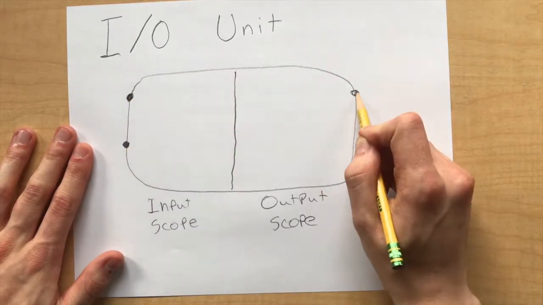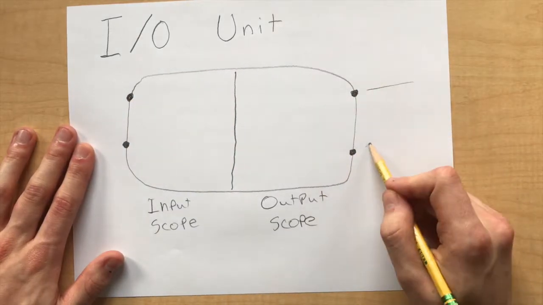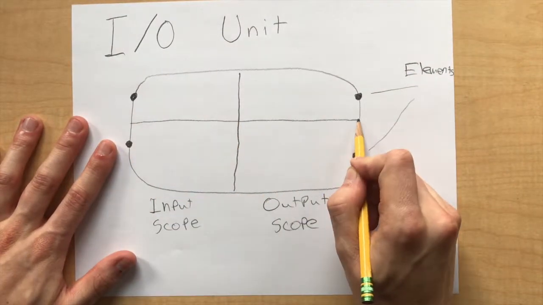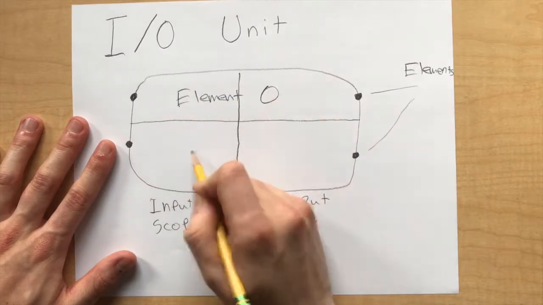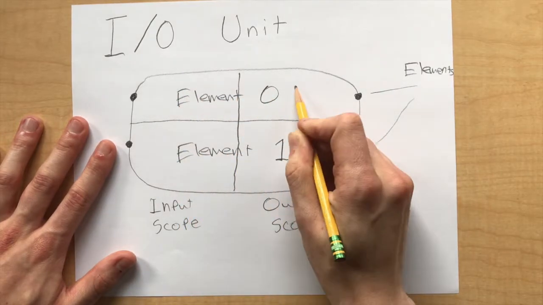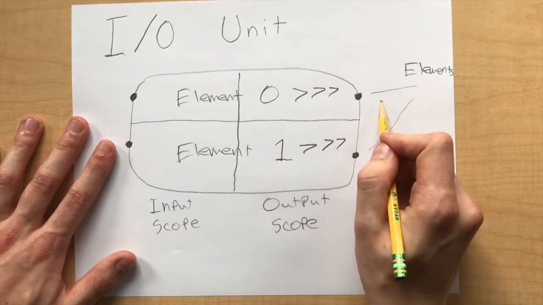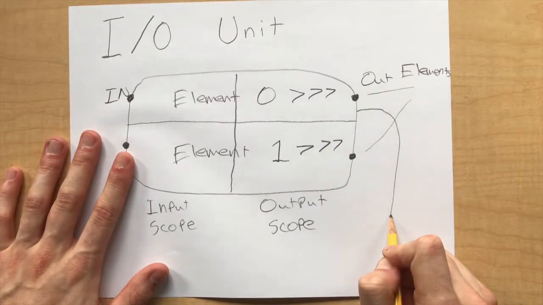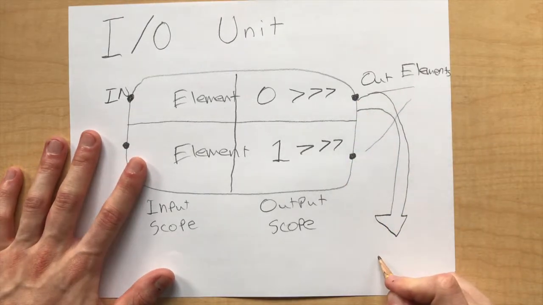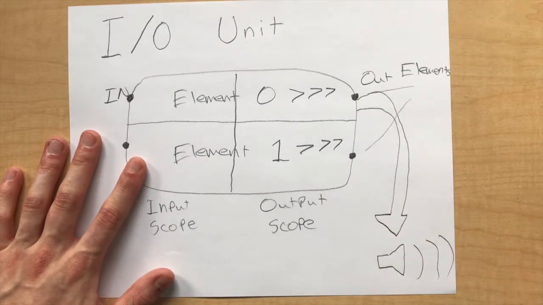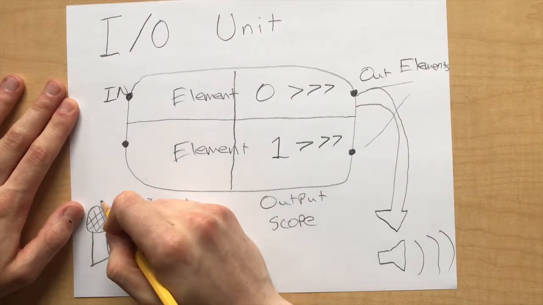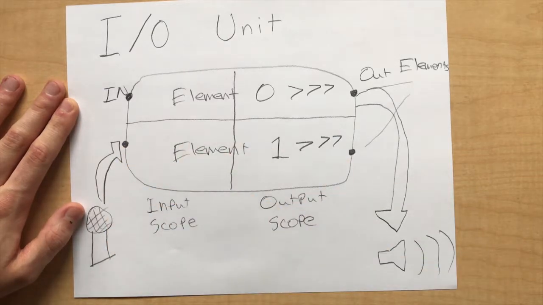And both of these scopes will have these little dots on it, which are connection points, or elements, if you will. And element 0 on the left is the input, and element 0 on the right, top right, is the output of element 0. And these 2 dots at the top go to the device's speakers. And the bottom 2 dots, on the other hand, are element 1, and those take input from a device microphone.